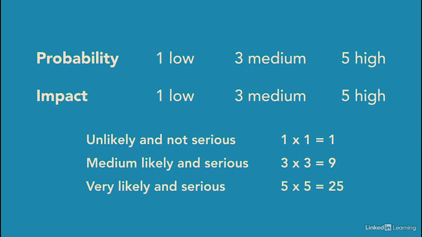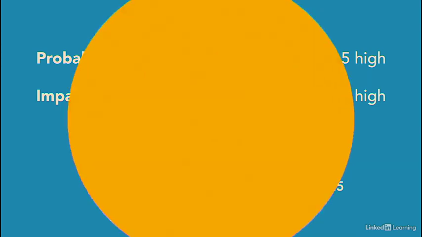Rate risks by probability and impact using a scale of 1 to 5, where 1 is unlikely or not serious, and 5 is highly likely or extremely serious. Then multiply the probability and impact to calculate a risk score. It makes sense to manage risks that are at least fairly likely and serious. That means you need a plan for any risk with a score of 9 or more.